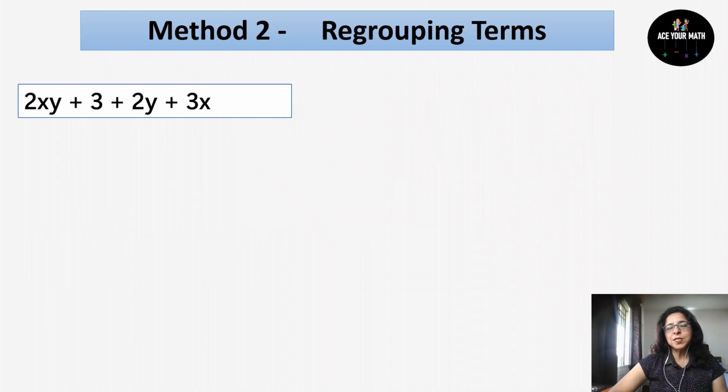Now let's move to the second method, that is regrouping terms. See, when to use regrouping method? Let's take an example. The example is 2xy plus 3 plus 2y plus 3x. Now if you see them, all of these terms, they don't have anything common in them. So that is why we can't use common factor method here. So we are going to use regrouping method here.